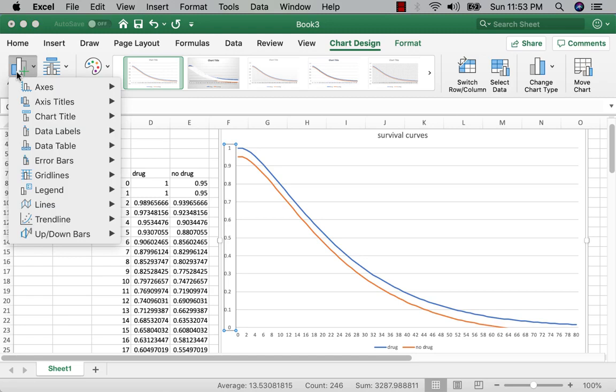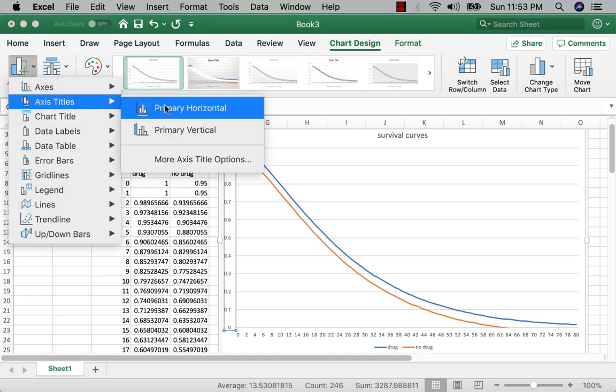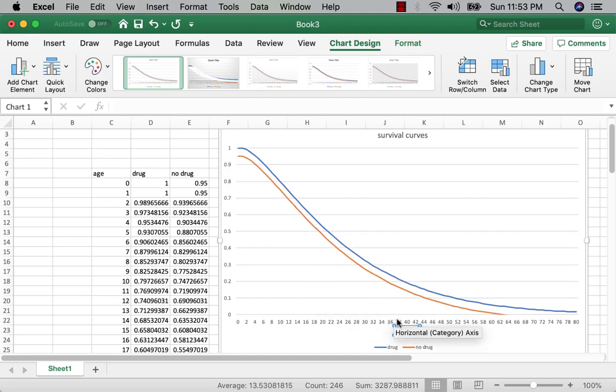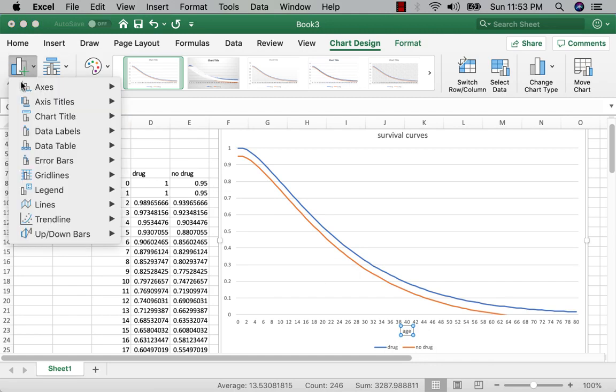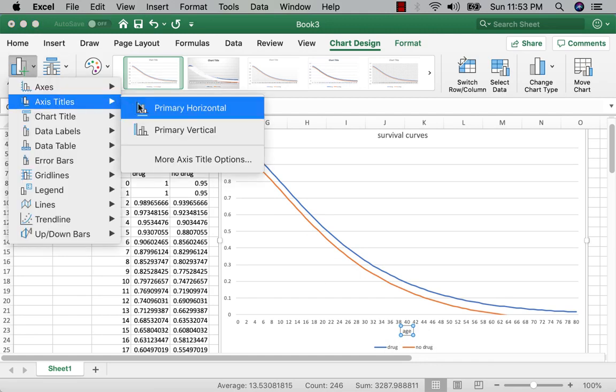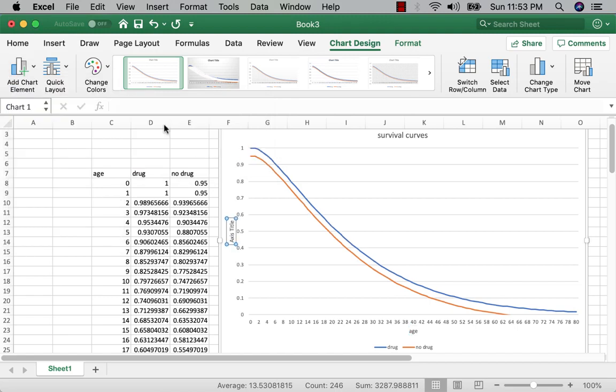The no drug cohort, without the drug, that whole cohort is going to die off by about age 63. See where that orange line hits the x-axis, age 63? That's the life expectancy without the drug. With the drug, still between 1 and 2% of them are still alive at age 80, but not without the drug. Let's label the axes here.